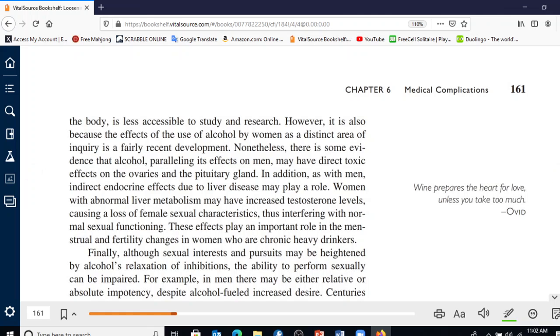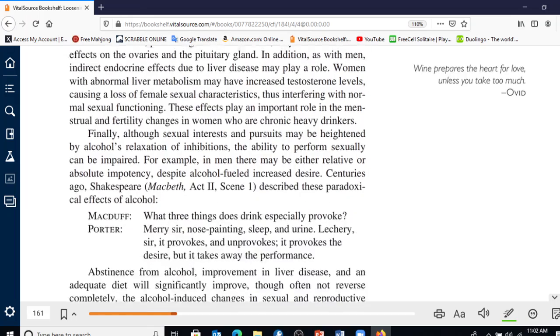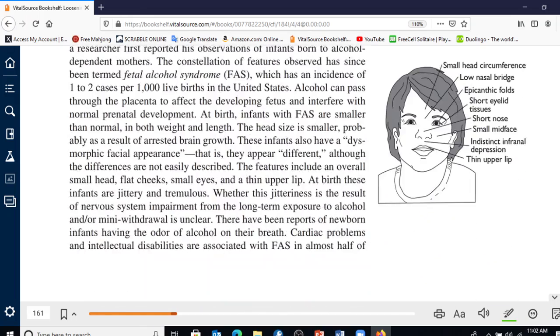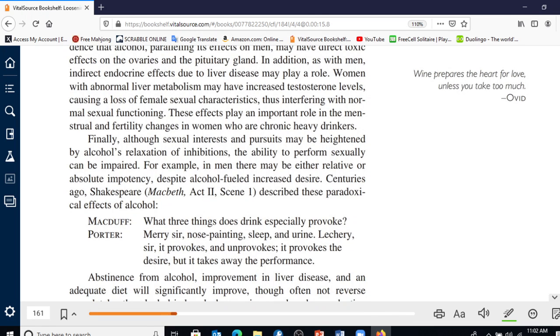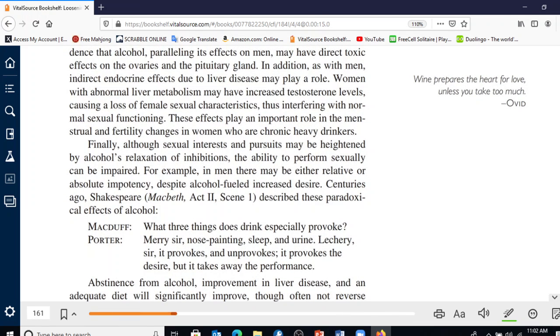And a problem with, I don't know if it's in here anymore. There was one, there it is, from Macbeth. Macduff asks the porter, "What three things does drink especially provoke?" And Porter responds, "Marry, sir, nose painting, sleep, and urine. Lechery, sir, it provokes and unprovokes. It provokes the desire, but it takes away the performance."